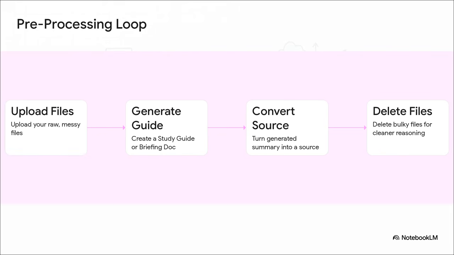First, upload those raw files. Second, have it generate a studio guide or summary. Third, convert that clean summary into a brand new source document. And fourth, delete the messy originals. Boom. You've just compressed the AI's knowledge into a sleek, optimized database, completely cutting out the noise.